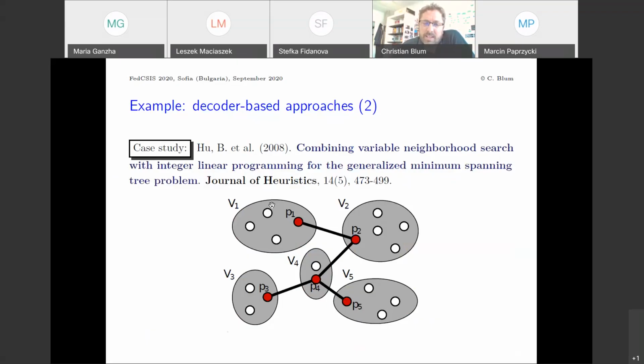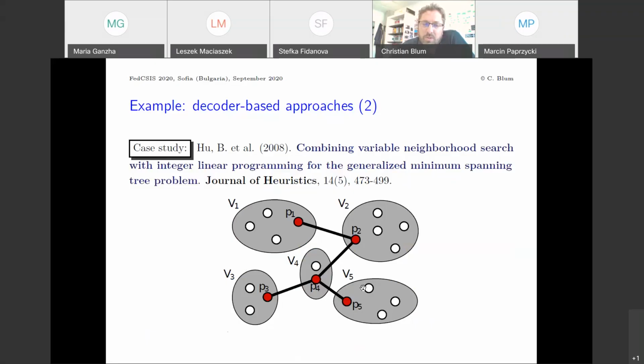This approach is for a problem known as the generalized minimum spanning tree problem. So you have a given graph. All the dots here are nodes of the graph, small dots. This graph is completely connected and you have a distance between each pair of nodes. And in addition, you have clusters. All the nodes of this graph are clustered, in this example, into 5 different clusters. These are these gray areas here.